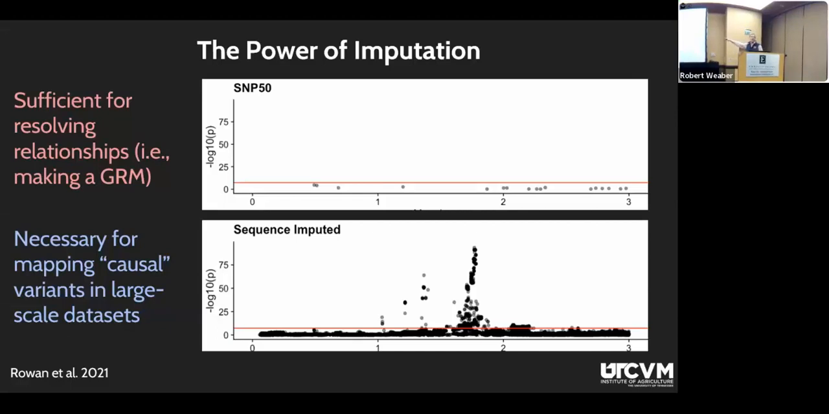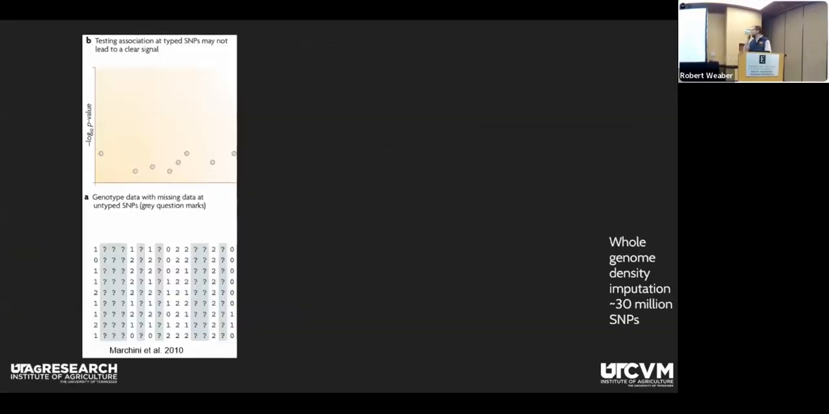There is a very complex LD structure around this particular location, and imputation allows us to dig in and refine those variants that might be important for downstream genomic predictions or for gene editing, whatever your use of a likely causal variant or haplotype might be. Our ability to map them is much higher with imputation, whereas with the SNP50, we don't see a single one of these variants that reaches our threshold of significance.